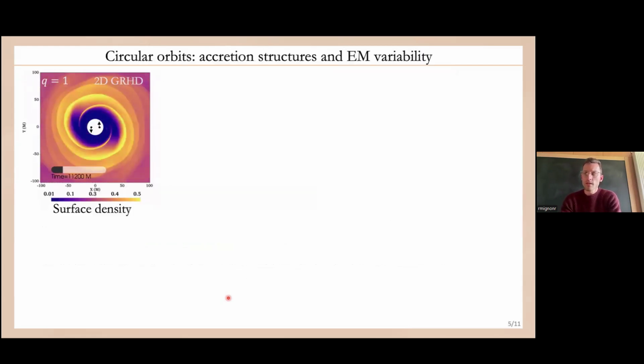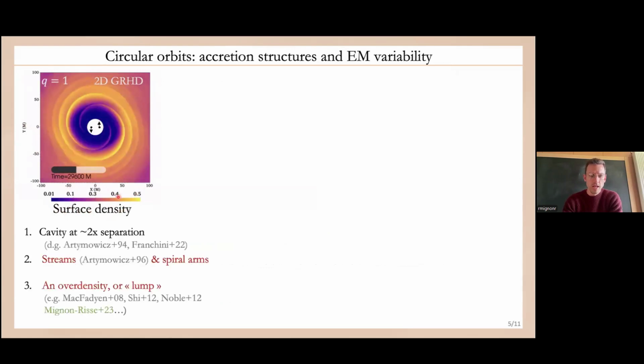So using this framework, we can evolve the hydro equation in 2D here around an equal mass binary. And here I show you the surface density in such a simulation. We noticed some structures that have been presented earlier by Alessia. For instance, you have a cavity, you have some spiral arms, and you have this asymmetry in density that grows at some point, which is called the lump in the community.